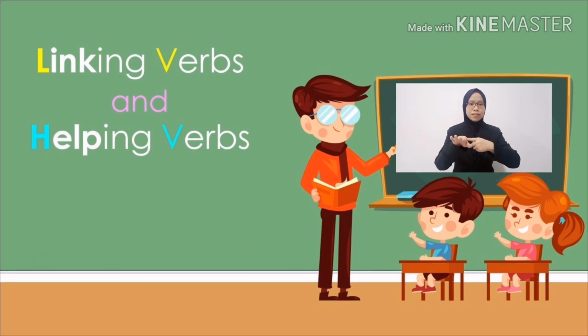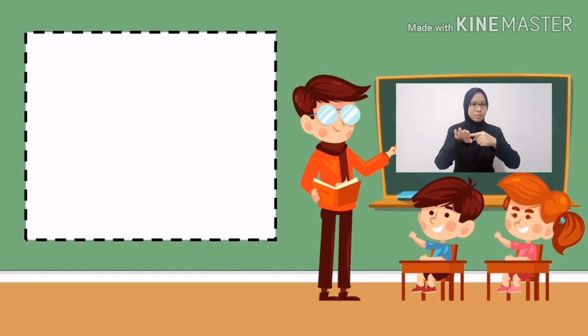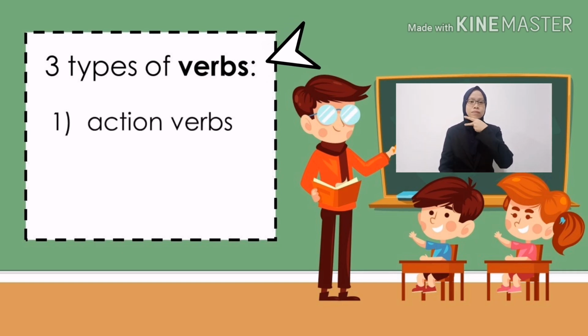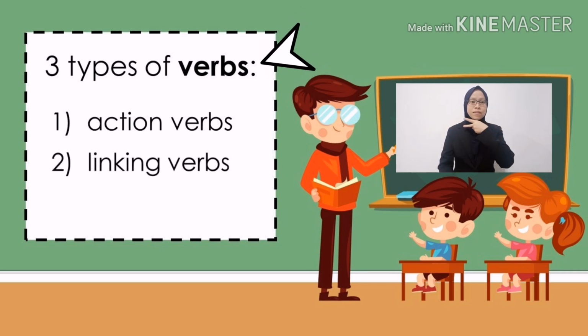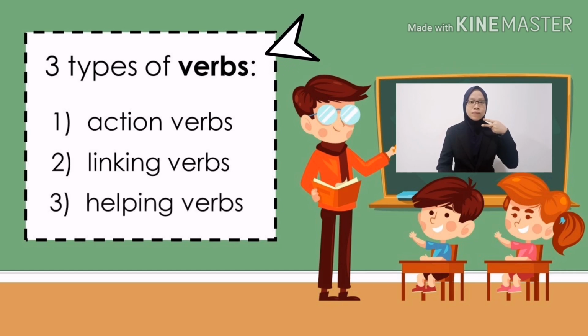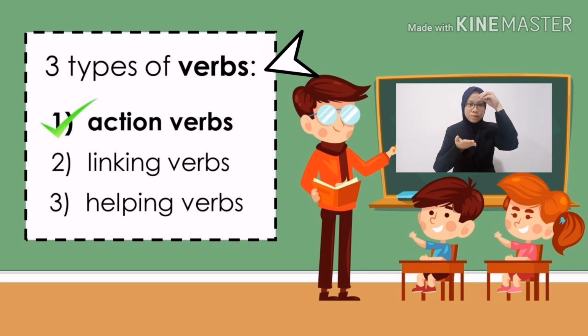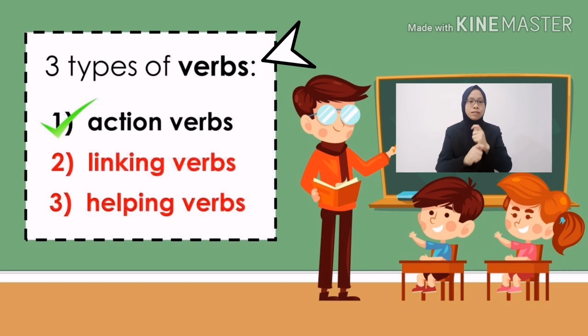Before we start, let's go back to the 3 types of verbs we need to know in writing stories. The first one is action verbs. The second one is linking verbs. And the last one is helping verbs. We have learned about the action verbs recently. So now, let's move on to the other 2 types of verbs.